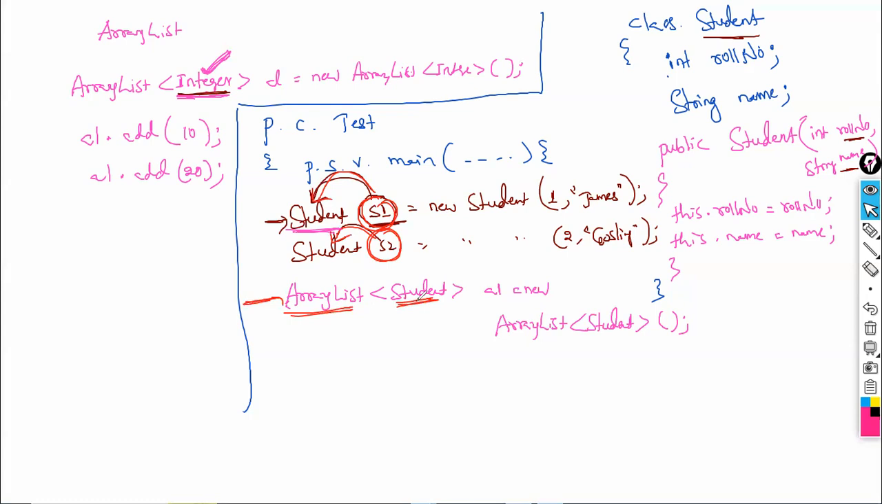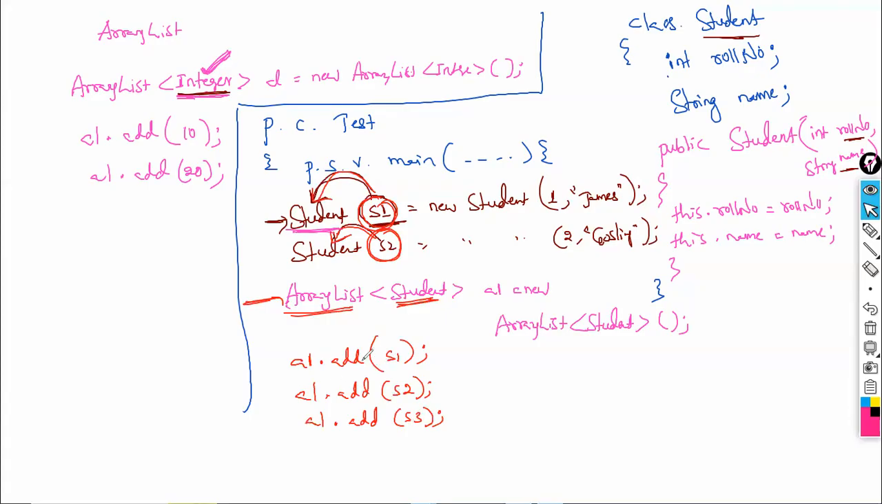Then how to add elements into this collection called ArrayList? al dot which method? Add method. And what type of objects are allowed to add? Student type only. What are those? s1 one time and al.add of next one, s2. Next, by assuming al.add of s3, is also my Student type only. Can we add? Yes or no?